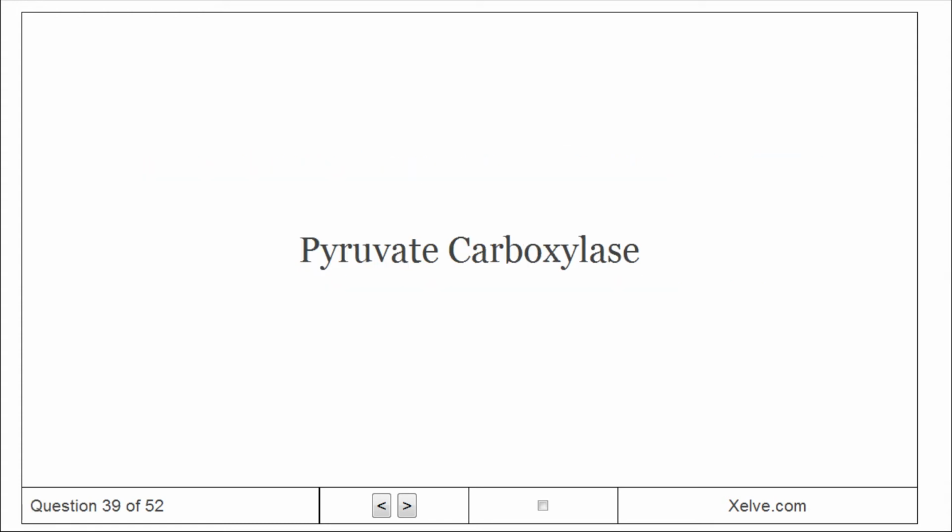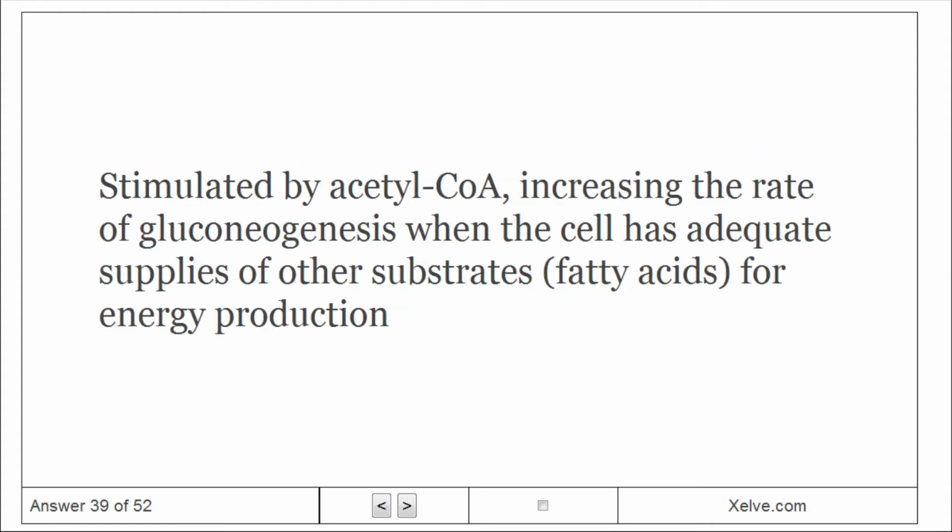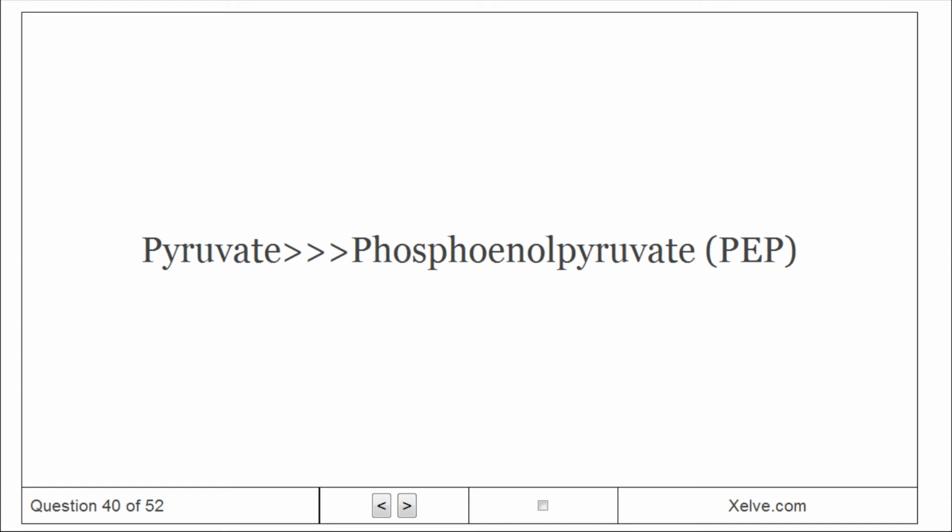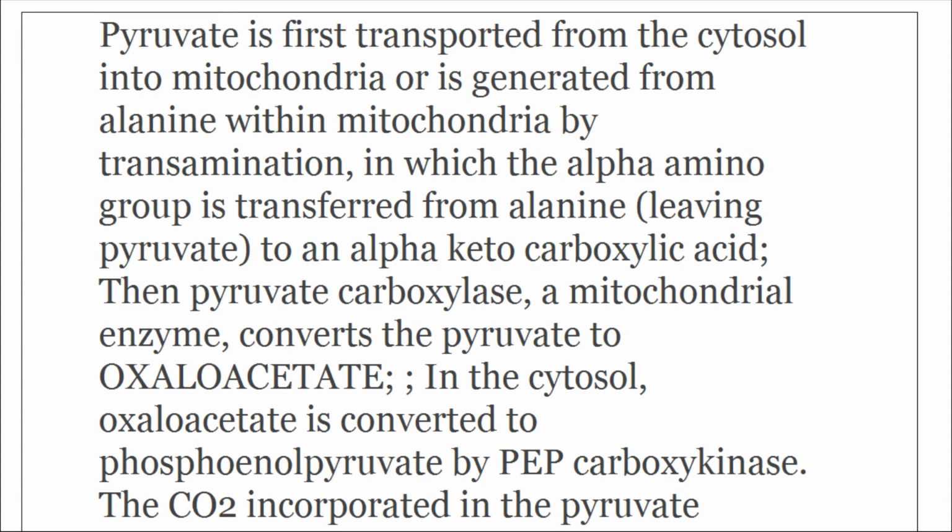Pyruvate carboxylase is stimulated by acetyl-CoA, increasing the rate of gluconeogenesis when the cell has adequate supplies of other substrates, fatty acids, for energy production. Pyruvate to phosphoenolpyruvate.